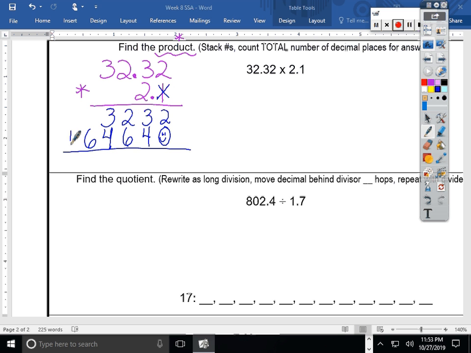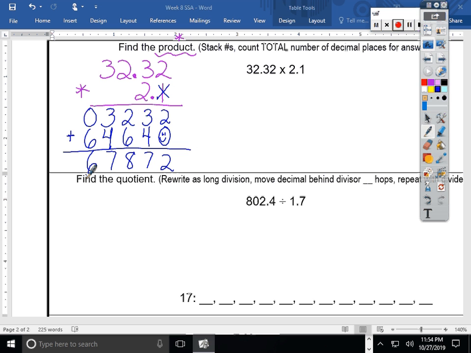I add them together. So 2 plus 0 gets me 2. 4 plus 3 gets me 7. 6 and 2, 7, 8, gets me 8. 4 plus 3 gets me 7. And 6 plus nothing, some people like to show a placeholder here, gets me 6.